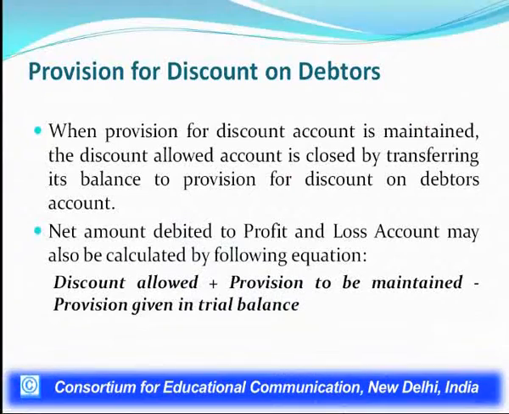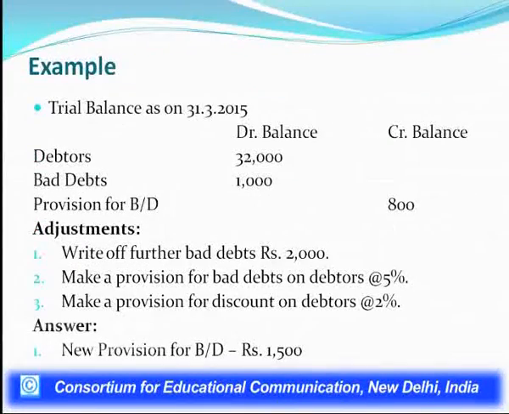So now we see that when we are calculating the discount which is to be charged to the debit side of profit and loss account, we could use the similar equation: discount allowed plus provision to be maintained, that is the new provision for discount, minus old provision, that is provision given in the trial balance. We could understand this with the help of one small example.